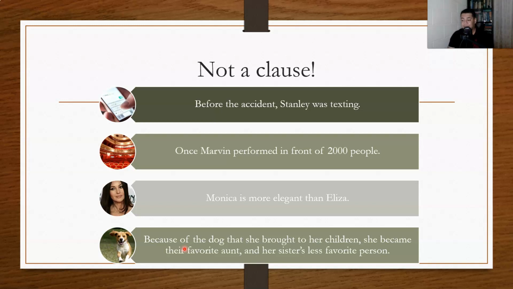And because of the dog that she brought to her children, she became their favorite aunt and her sister's least favorite person. And with this, I finish my explanatory videos on adverb clauses.